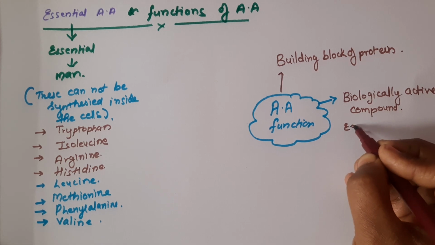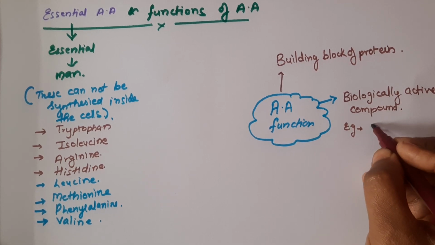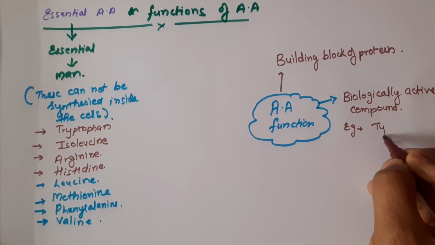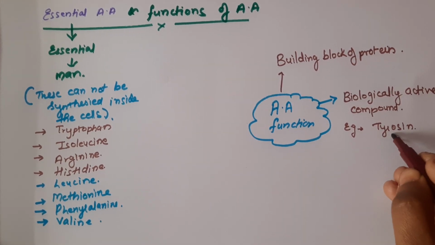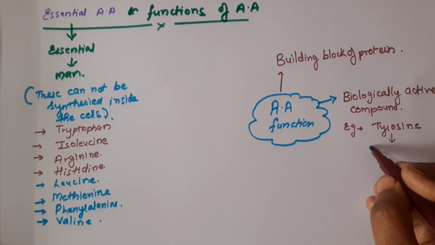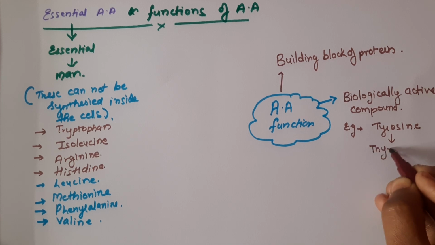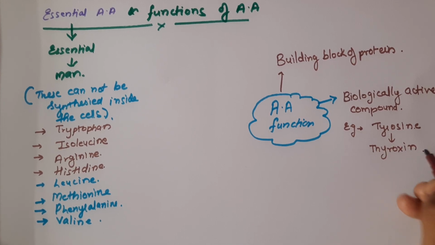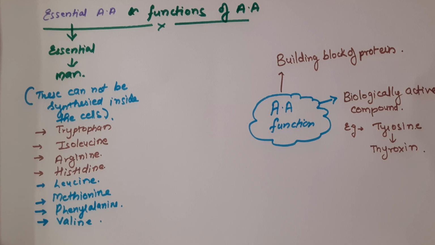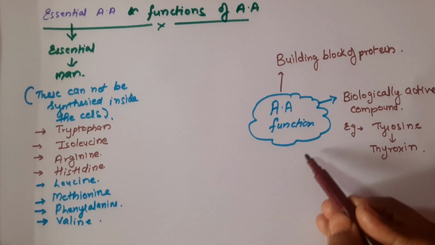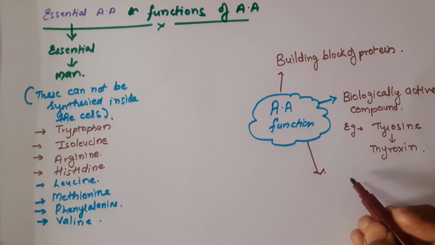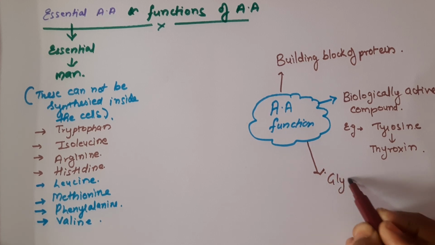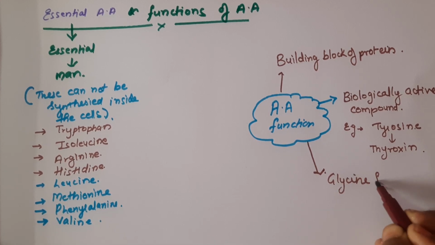Okay, so here I will write the example for you. Like for example, there is tyrosine. Okay, so it is converted into the hormone thyroxine. Okay, the next role of the amino acid is that glycine will form hemes.